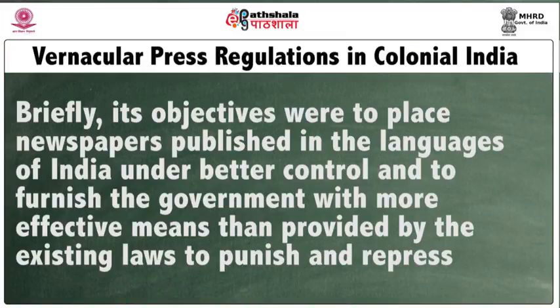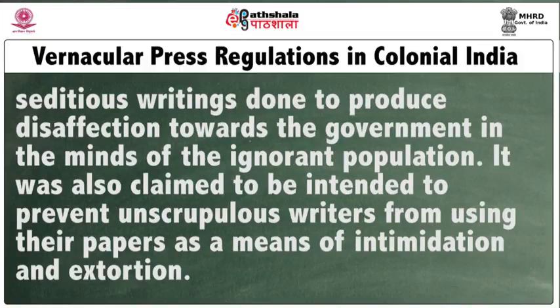Briefly, its objectives were to place newspapers published in the languages of India under better control and to furnish the government with more effective means than provided by the existing laws to punish and repress seditious writings done to produce dissatisfaction towards the government in the minds of the ignorant population. It was also claimed to be intended to prevent unscrupulous writers from using their papers as a means of intimidation and extortion.